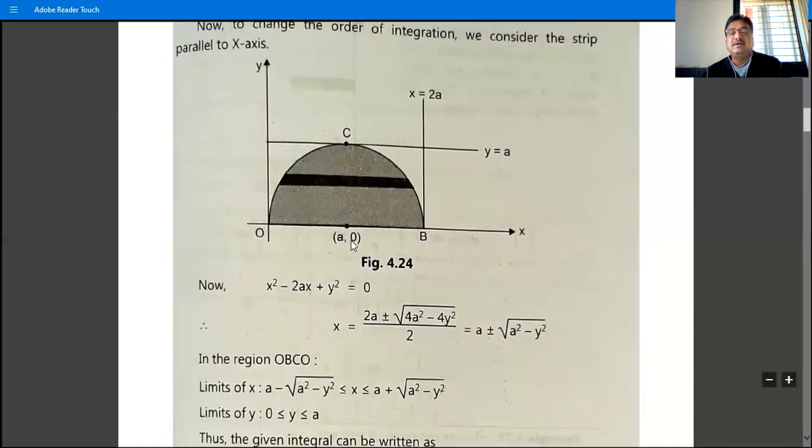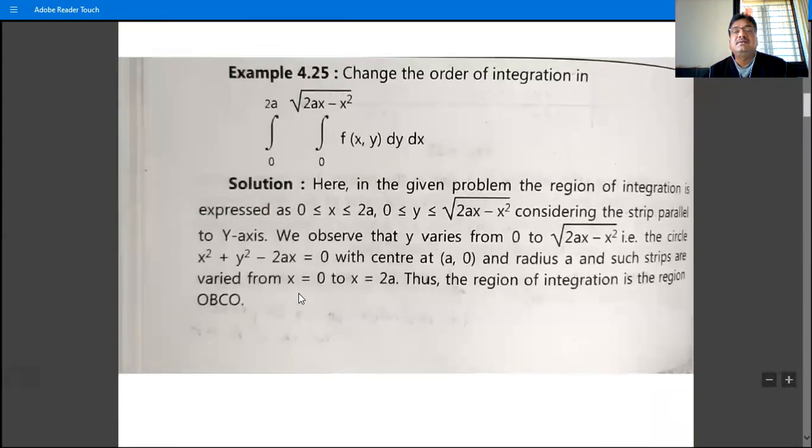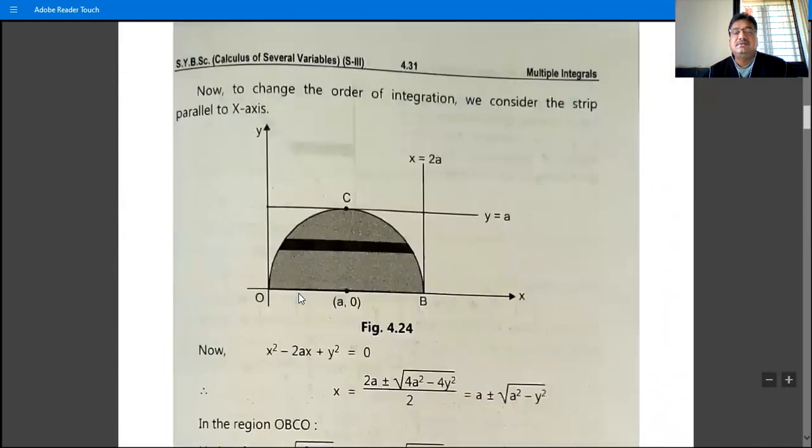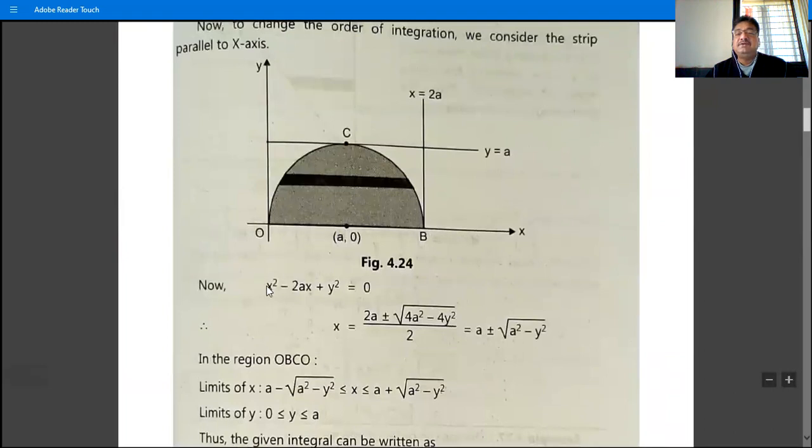(a, 0) is the center, and the radius is root of g square plus f square minus c. So g square is minus a square, which is plus a square, and its root is a. So the radius is a. So compare this equation with x square plus y square plus 2gx plus 2fy plus c is equal to 0, and we get the center and radius.